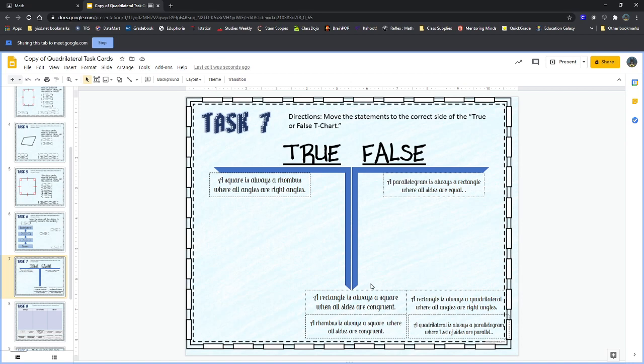Okay, next one. A rectangle is always a square where all sides are congruent. Before we talk about that one, they use that word congruent. And we've heard that before in class. What does congruent mean? Who remembers? Alexa, what does congruent mean? I think equal.